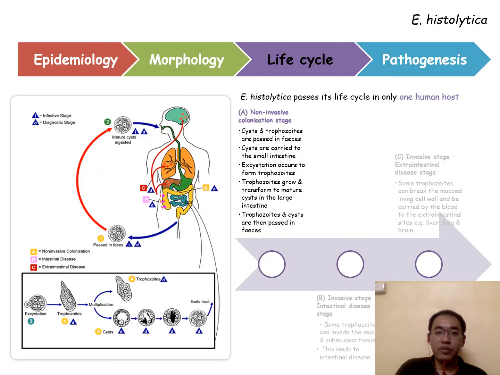Okay, now we will go into the life cycle of Entamoeba histolytica. The life cycle consists of the cyst and the trophozoite stage. Humans get infected after ingesting cyst-contaminated water or food. The cyst will pass through the stomach and undergo excystation to form trophozoites in the intestine. The trophozoite will move to the colon and undergo encystation to form cysts again. Both cysts and trophozoites will be excreted in the feces and deposited into the environment.